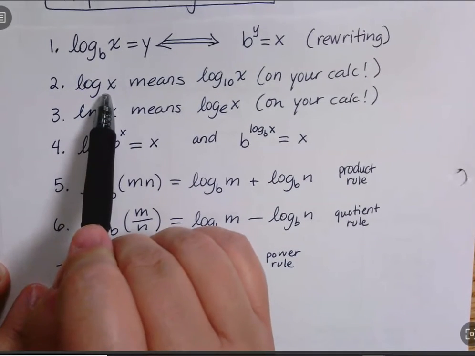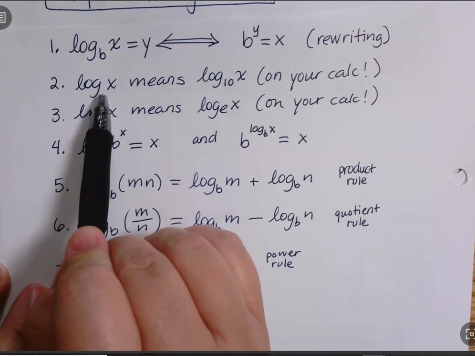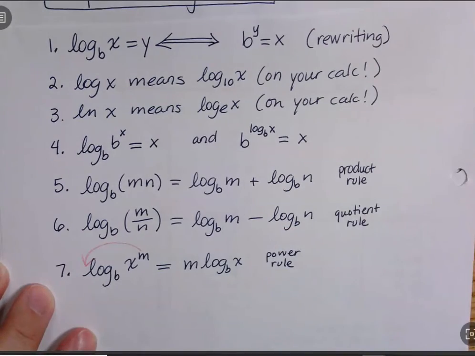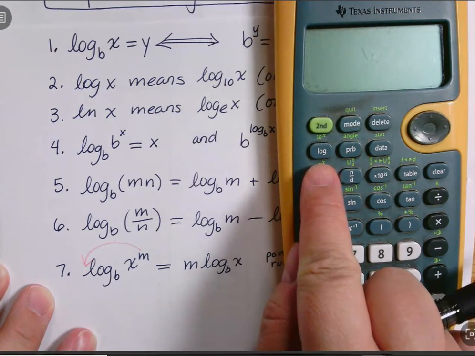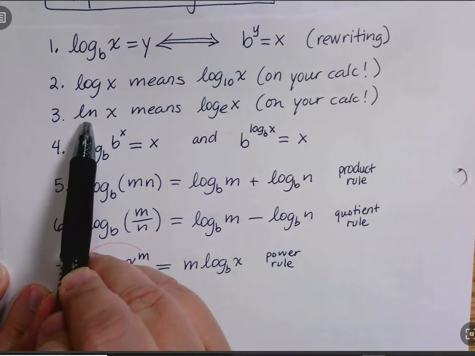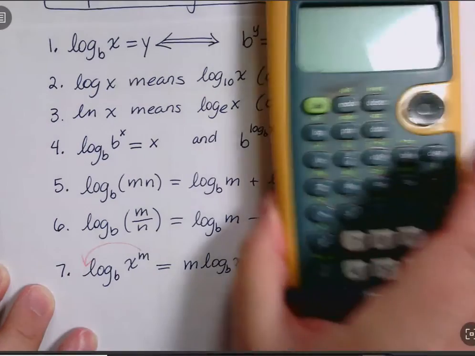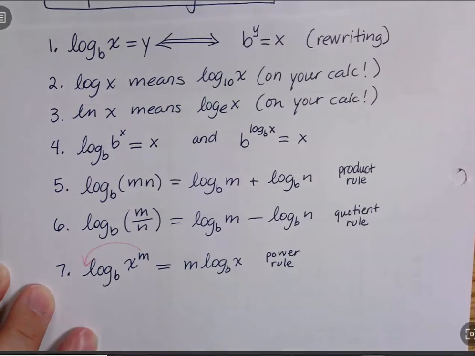Then the next two things were just some notation things. If you see a log with no base shown at all, it means log base 10. And that's one that's on your calculator. So that's a convenient one to use sometimes. If you see ln, that stands for natural log. So that's log base e. And again, that's one that's on your calculator. So it can be very convenient to use that.